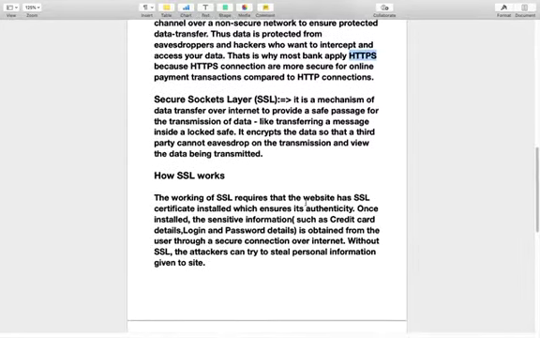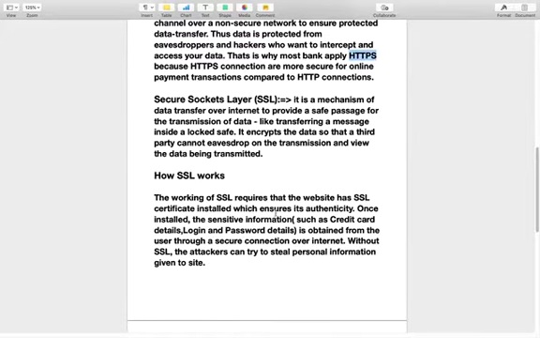How does SSL work? The working of SSL requires that the website has an SSL certificate installed, which ensures its authenticity. Once installed, sensitive information such as credit card details, login or password details is obtained from the user through a secure connection over the internet. Without SSL, attackers can try to steal personal information given to the site.